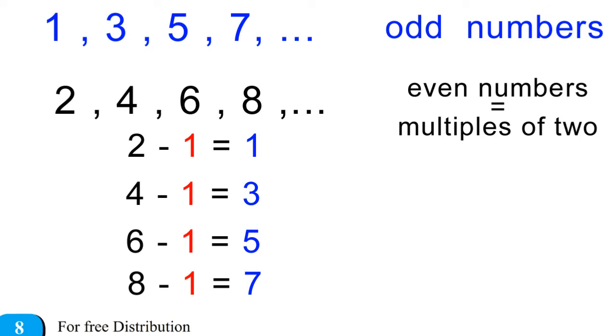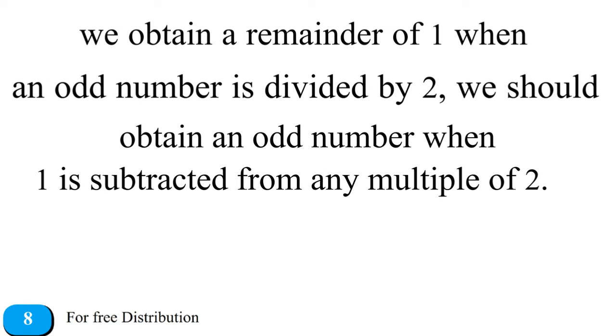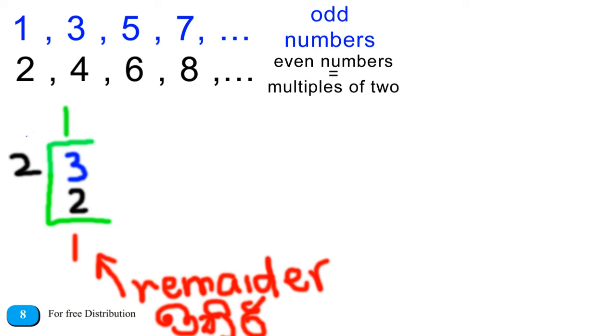As I said earlier, we can obtain a remainder of 1 when an odd number is divided by 2.